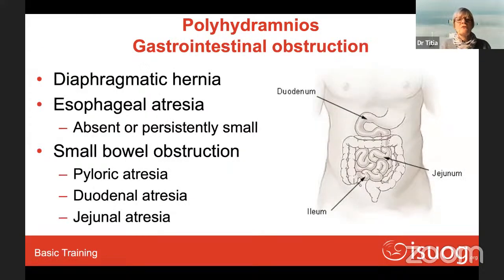So if we look at these abnormalities which we might encounter in the gastrointestinal tract, you might be dealing with a diaphragmatic hernia if you're not seeing a stomach. You might be dealing with an esophageal atresia if there is an absent stomach or persistently small stomach. Or you might be dealing with a small bowel obstruction like a pyloric atresia, which is extremely rare, duodenal atresia, jejunal atresia. You might be dealing with those, particularly when you encounter polyhydramnios.